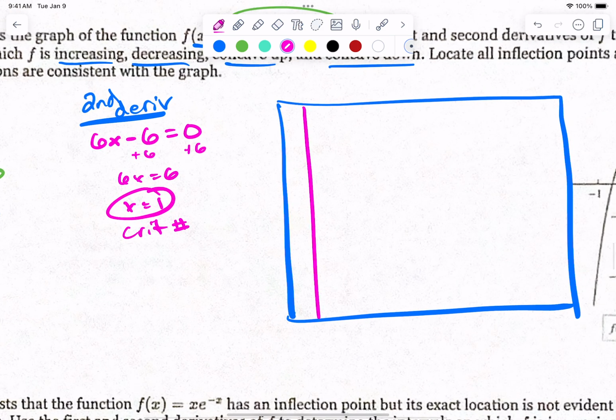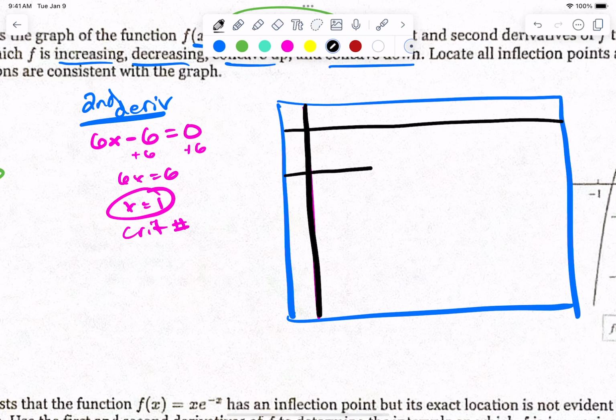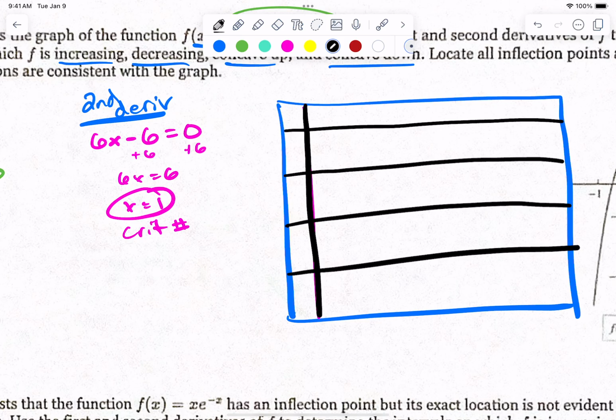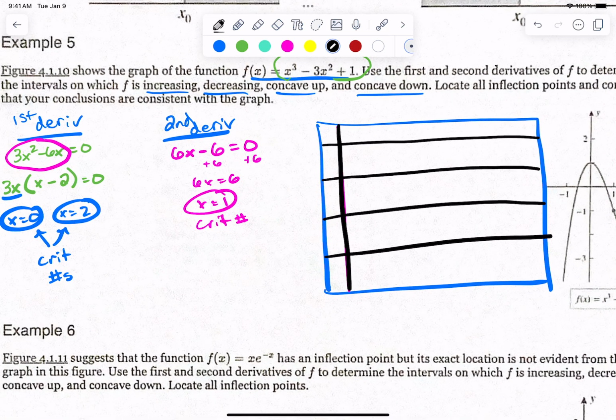I don't understand. On the last one we excluded the second derivative, so how can we just add in another critical number? Because on the last one we weren't looking for concave up, concave down. Now we are, because they asked for it. So why can't we just add it to the other one? We could have, but we didn't.